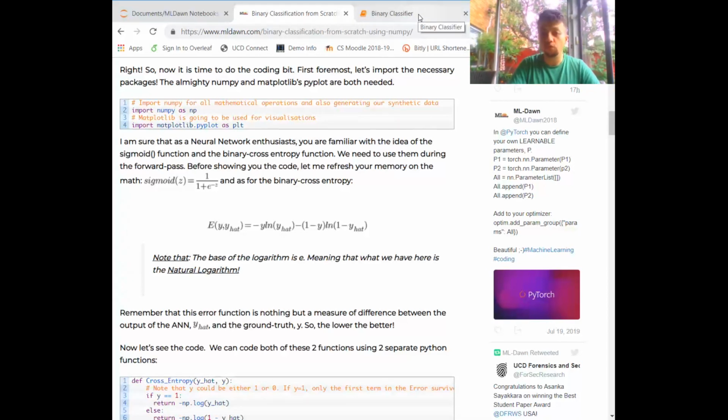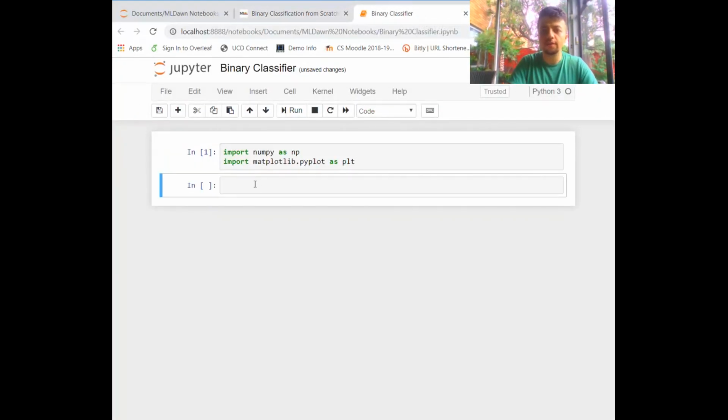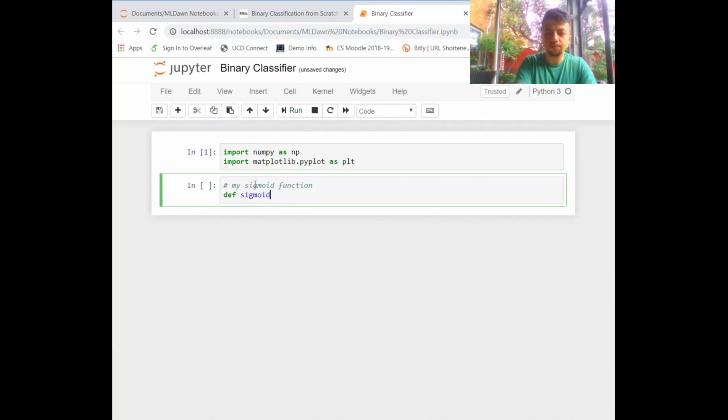Because no matter what the range of z is, it always squashes it between 0 and 1. So let's implement this as a separate function. Let me create another cell. So this would be my sigmoid function, yeah? So def, let's call it sigmoid. It's going to get a parameter, let's call it z.